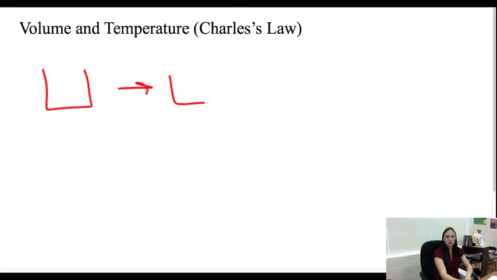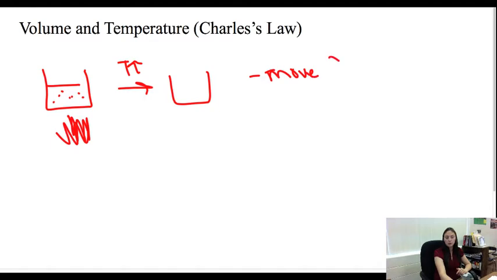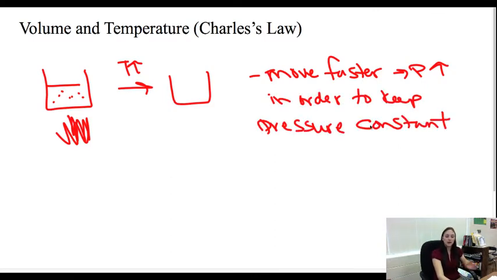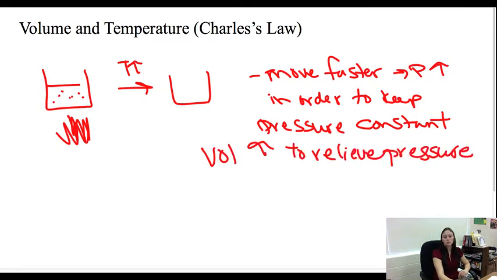I've got one container to another. I'm going to heat my container up again, so my temperature is going to go up. I have these little particles here, and I'm going to heat them up. Just like I said a second ago, they're going to move faster, which means my pressure is going to want to go up. But since pressure is not one of these two things that I'm looking at, I have to keep my pressure the same. So in order to keep the pressure the same, my volume has to increase to relieve that pressure. So now I've got my container with a larger volume. Volume goes up, temperature goes up.